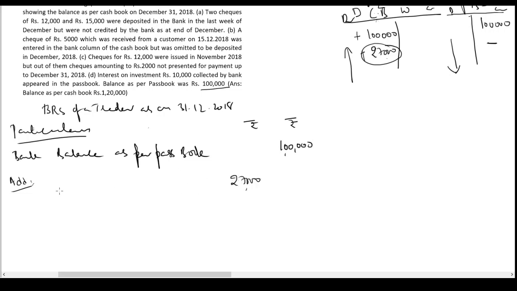So we'll write here: checks deposited but not credited, 27,000. Next, B, a check of rupees 5,000 which was received from a customer on 15th December. So let us start again with our working notes.